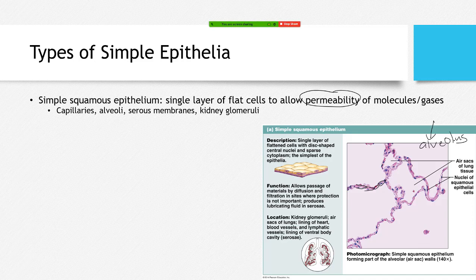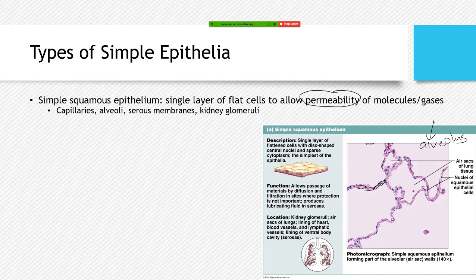Okay. All right, so on the lab quiz, I might give you a picture of this, and I'm going to be asking you, what tissue is this? So you'll be answering simple squamous epithelium. The next question I'm going to be asking is to identify an organ for this. And you're going to just put one answer, okay? Just tell me one organ that has this simple squamous epithelium.